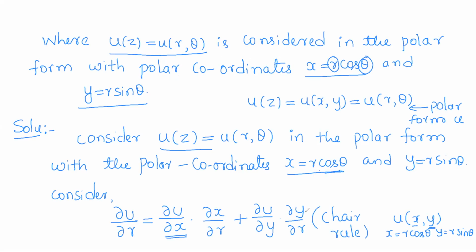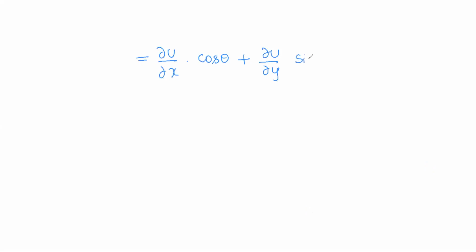So dou u by dou x as it is. dou x by dou r will be cos theta into 1. So it is cos theta, plus dou u by dou y as it is. So next, dou y by dou r. So differentiate y with respect to r partially. So sine theta is constant, differentiation of r is 1. So it will be just sine theta. So what is this? This is dou u by dou r.